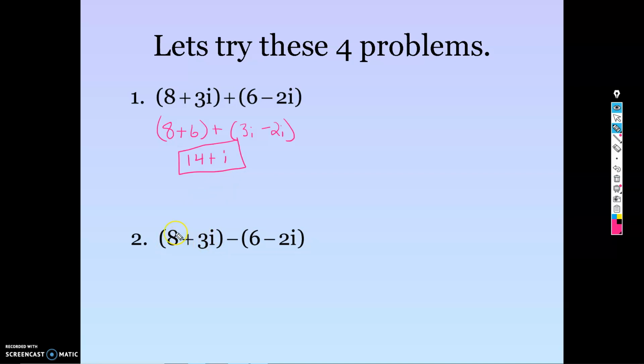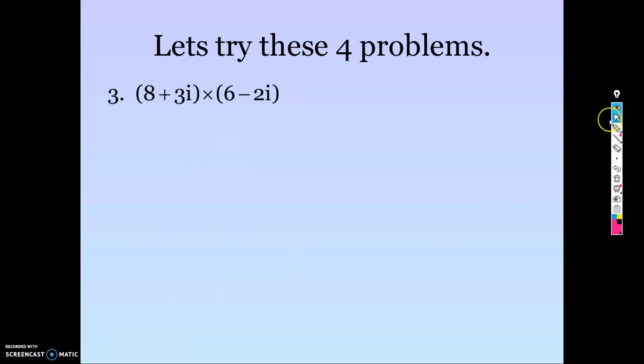Okay, now what about subtraction? Well, 8 minus 6 for the real part. And then for the imaginary part, 3i minus negative 2i. So minus minus is plus. 8 minus 6 is 2. 3i minus negative 2i, we're going to add those, so that'll be 5i. And that'll be the answer there. So just be careful with the sign in the middle.